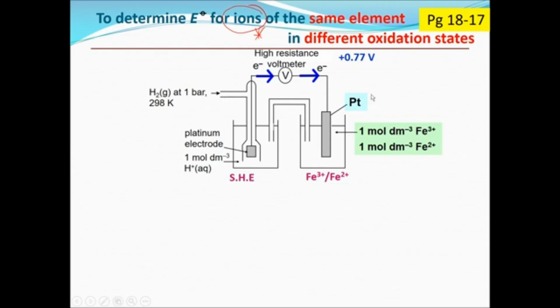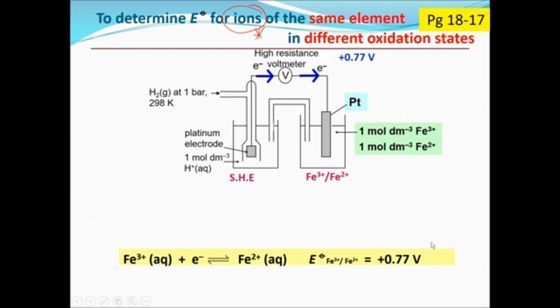But you do need an inert electrode. Please be mindful here, as the common mistake is to use an iron electrode, which should not be the case, as iron is not the half cell that you're trying to measure, or the half equation that you're trying to understand to find the standard electrode potential. What you're trying to set up here is actually between the iron 2 plus and iron 3 plus ions.